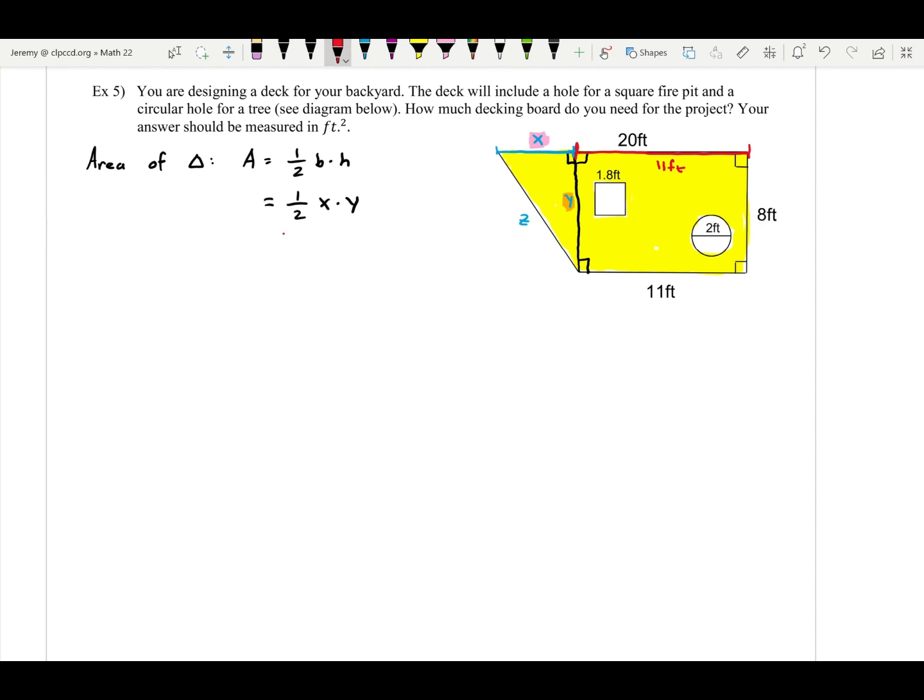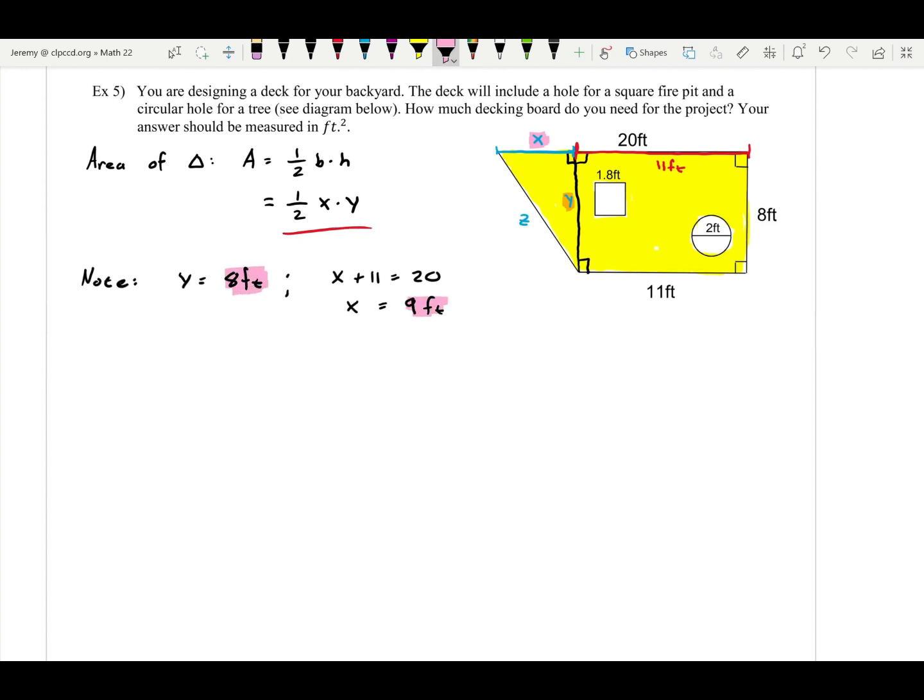Now pause for a second. I need X and I need to find Y, okay? Y is pretty quick. So I'll say note, Y is equal to 8 feet because this opposite side of this rectangle is equal to 8. And X, how am I going to find X? Well, I know that X plus 11 feet is going to add up to the entire side length of 20 feet. So X plus 11 is equal to 20. I can just subtract 11 from both sides. X is equal to 9 feet.